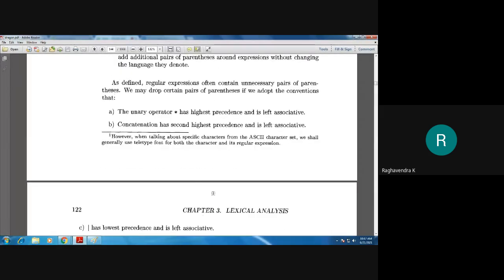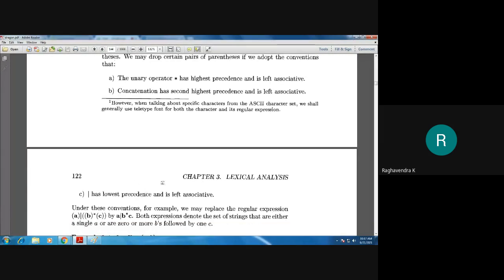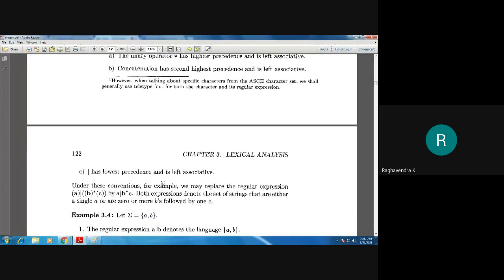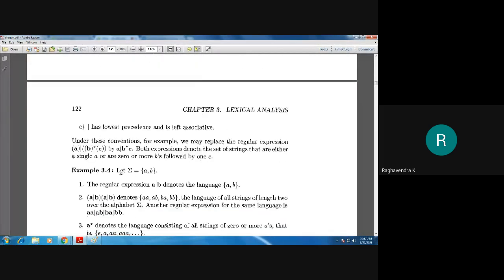Of course, the operators that we are using here, the star, the concatenation and the pipe symbol, all of them do have associativity and precedence. The unary operator has the highest precedence. Second is the concatenation, and third is the pipe symbol, which has the lowest precedence and is left associative. So how it is going to be evaluated, that is what has been mentioned here. So if you write something like this, then it actually means this.